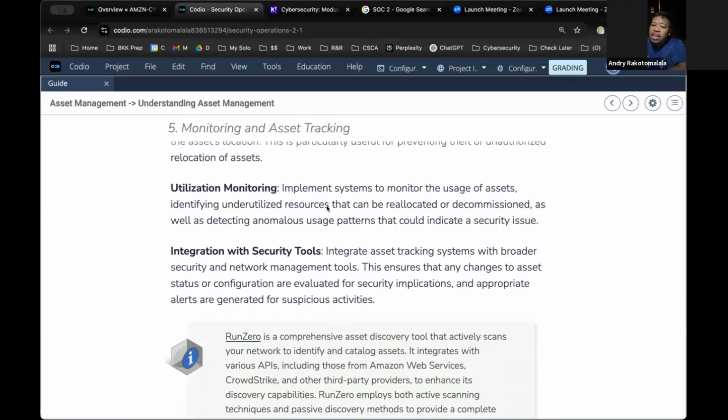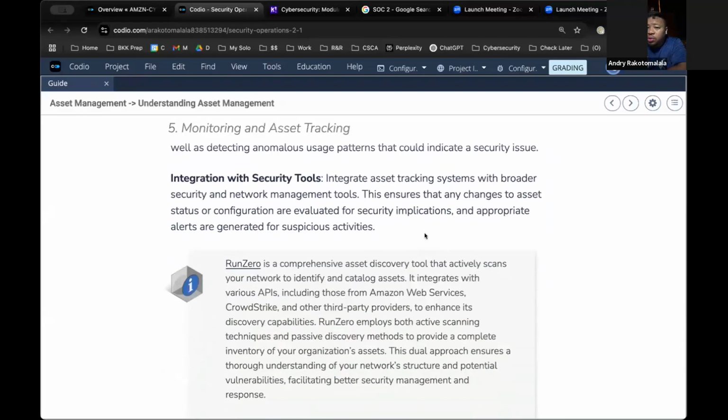Utilization monitoring, all this is saying is we understand who's using it and for how much time, followed by integration of security tools. So this is just making sure that we are integrating any other security tools out there for the sake of protecting that asset or protecting the configuration or overall security posture of that asset, okay?